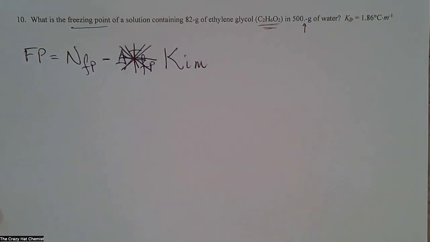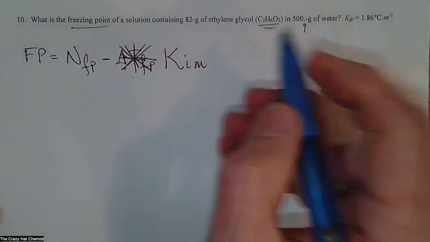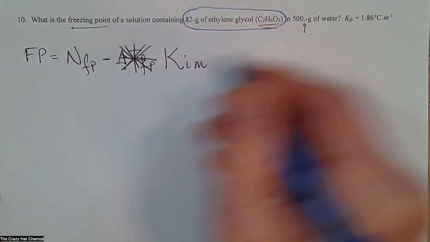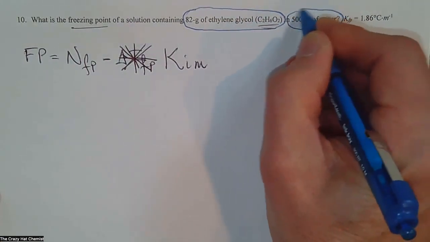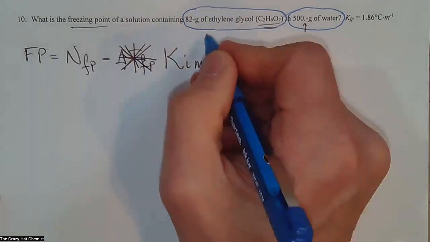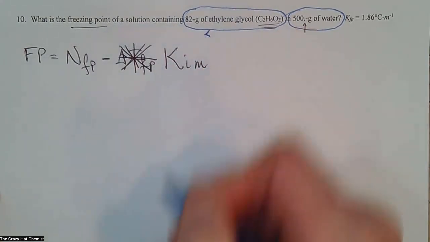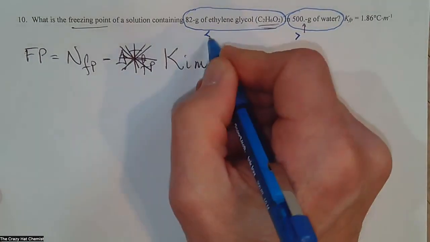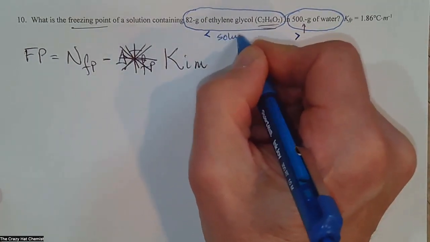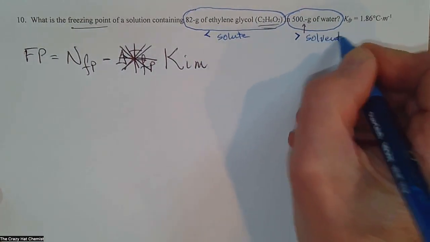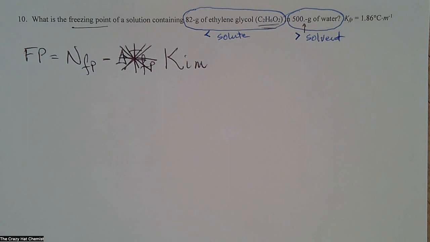So what we have to do is figure out what is the solute and what is the solvent. So I have a number here and a number here. I'm going to compare these two numbers, 82 and 500. Which is the smallest number? Ethylene glycol, the smaller number. Which is the larger number? 500, that's the larger number. The smaller number is the solute. The larger number is the solvent. So I have now delineated what is the solute and what is the solvent.